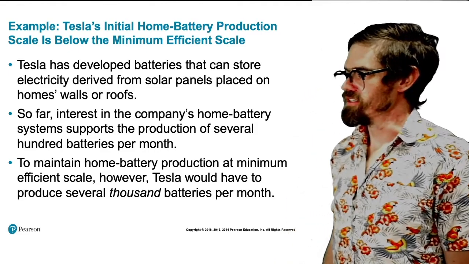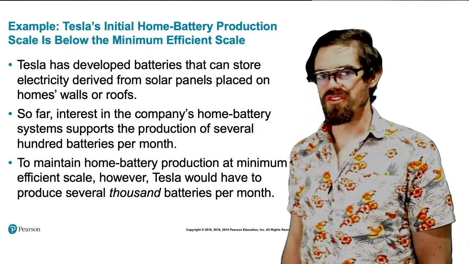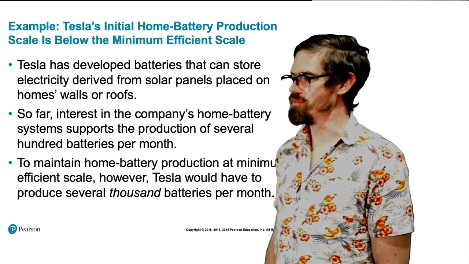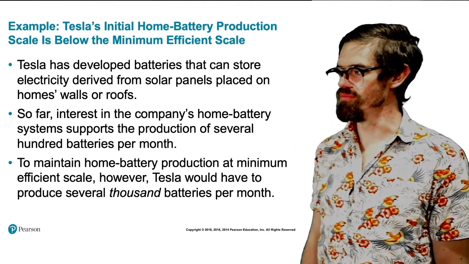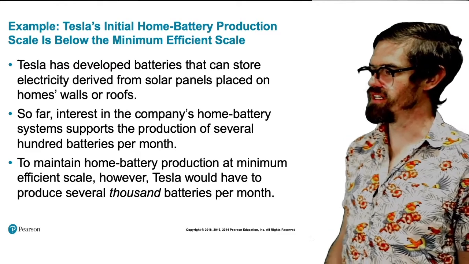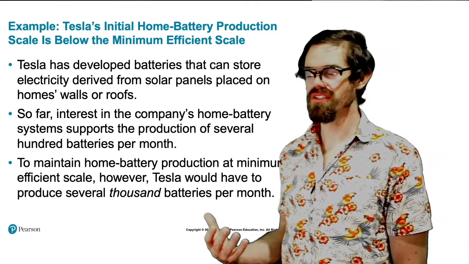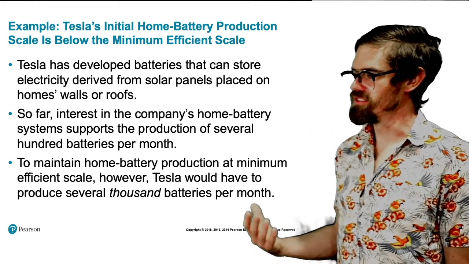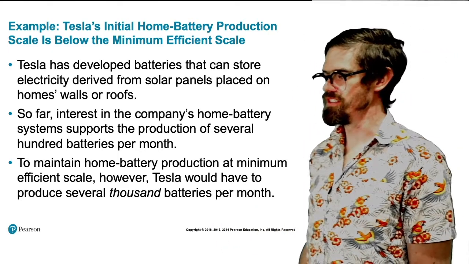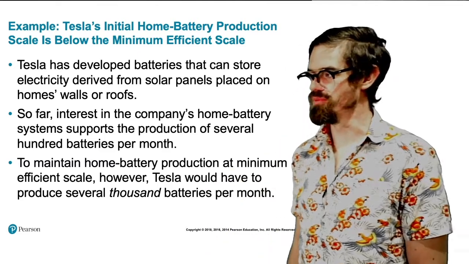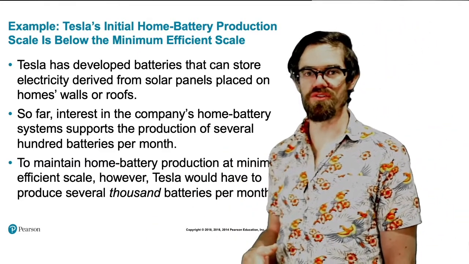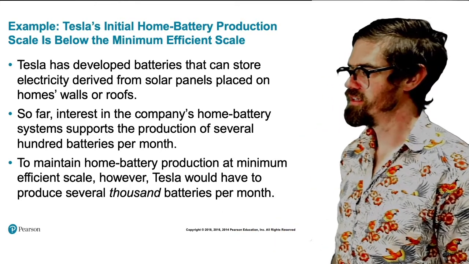All right, let's look at another example as we begin to wrap up this chapter. Tesla's initial home battery production scale is below the minimum efficient scale. So Tesla has developed batteries, the company Tesla, not the scientist. Tesla has developed batteries that can store electricity that comes from solar panels placed on the home's walls or roofs in order to store it for use at night when there's no sun out.